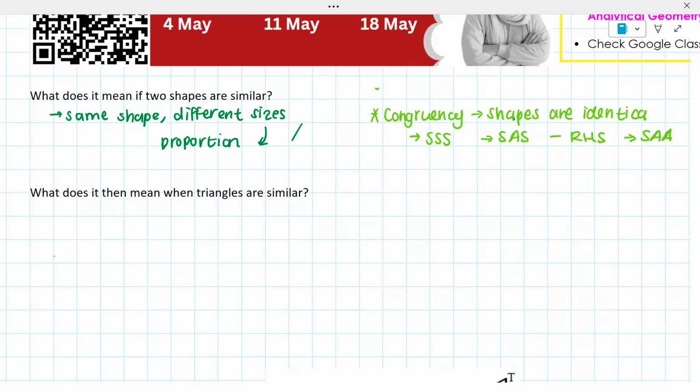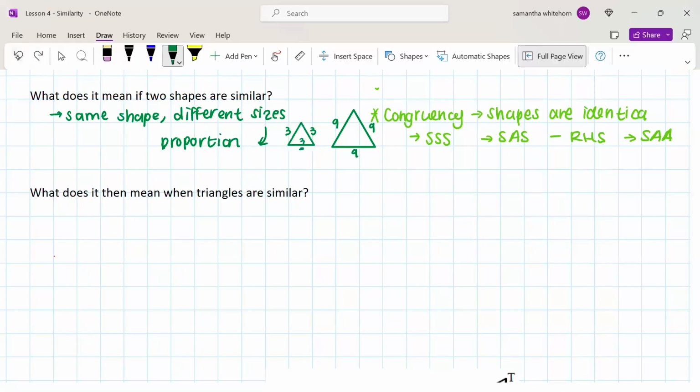It might be a case where you've got a triangle. I'm just going to go equilateral triangle because that's the easiest one to work with. Let's say we've got an equilateral triangle where all the side lengths are 3. A similar triangle, which is also equilateral, has side lengths 9. What we see is that it's tripled in size. Those are similar shapes.